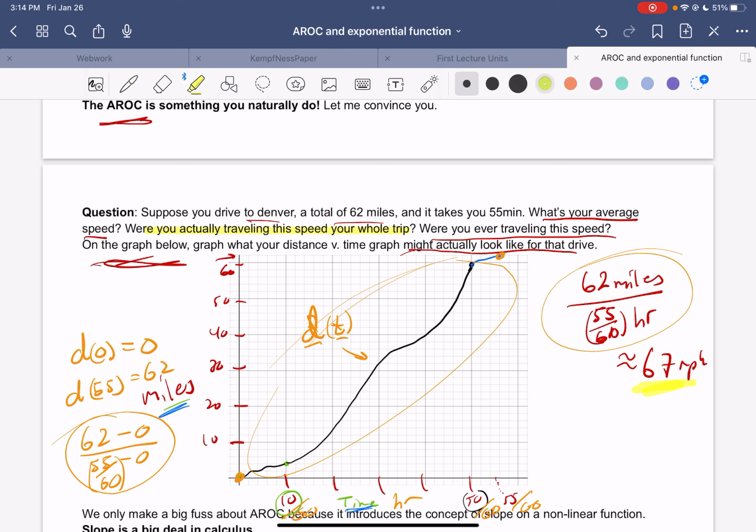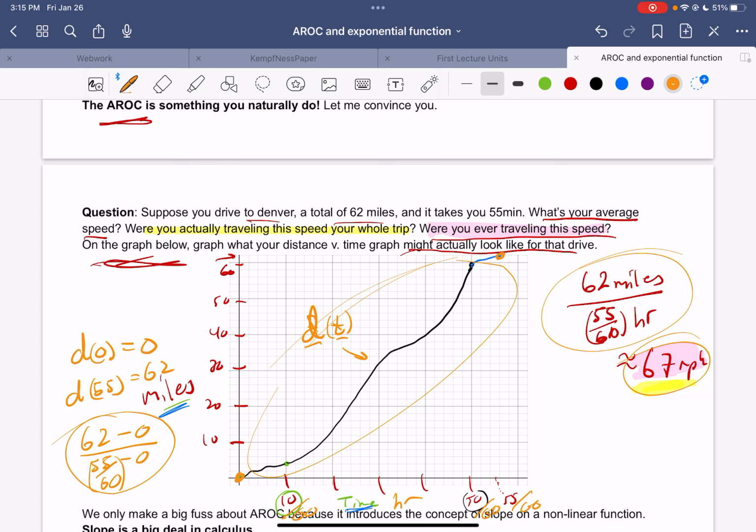Okay. So now let's go back to, were you ever traveling this speed? And the answer is yes. There had to be moments in time where you traveled your average speed. So let's think about that. Now look, you had to leave your house, and it's not like you got in your car and instantly were traveling faster than 67. So you definitely started out traveling slower than 67 miles an hour, okay?